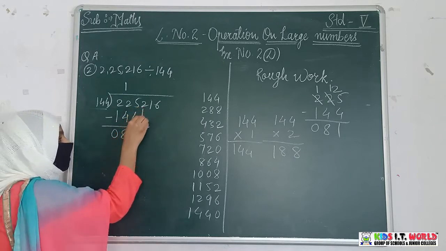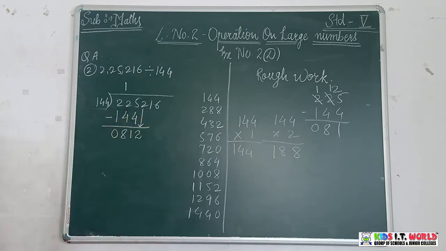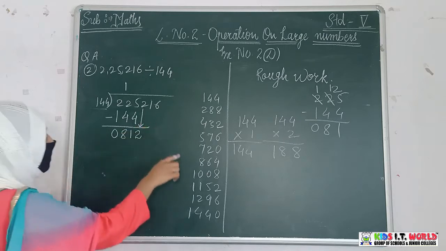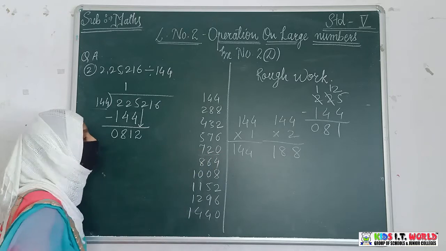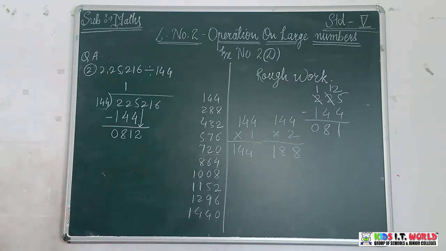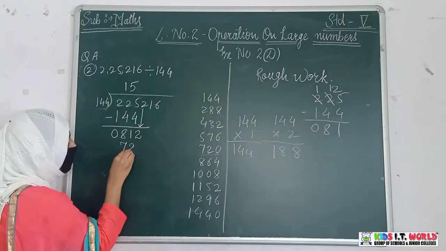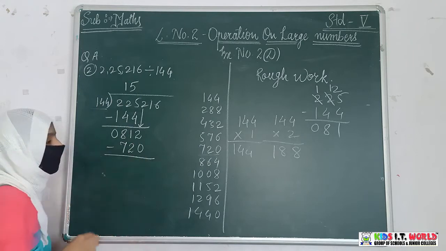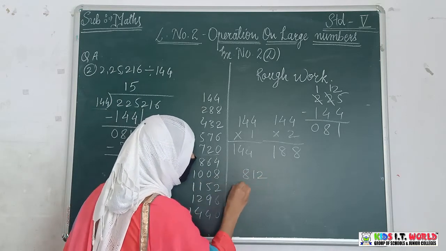Now in the next step, you have to take one number down to here. It is 812. Now observe the table. It does not have 812, but less than 812 it has 720. So 144 5s are 720. Again do the subtraction in rough form.